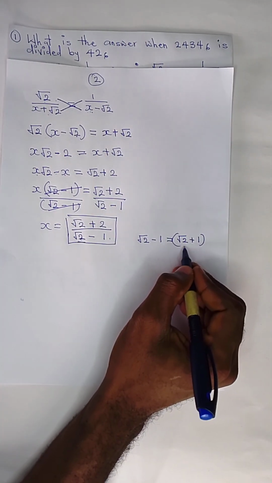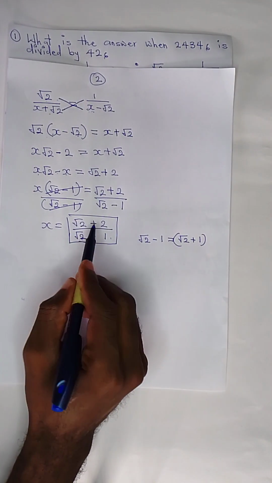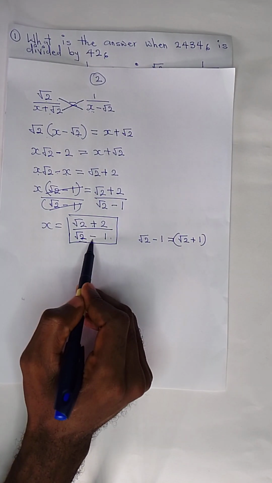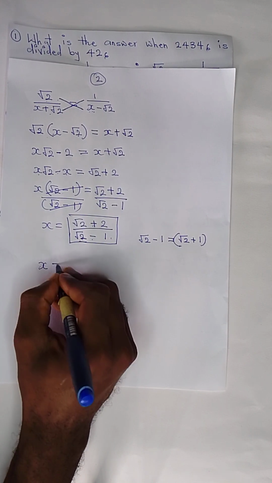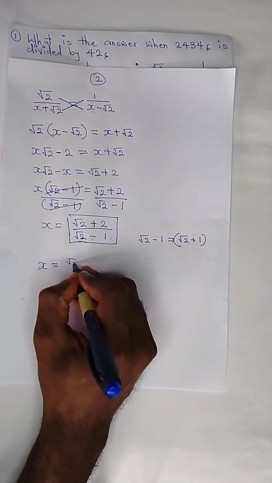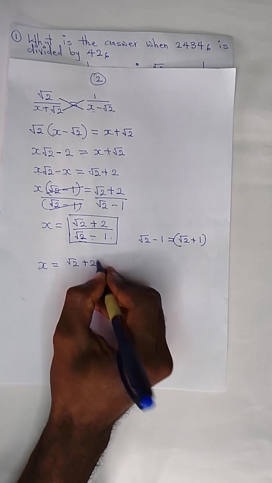So what do we do with this conjugate? We are going to multiply the numerator and the denominator by this conjugate. So I'm going to say that x is equal to root 2 plus 2.